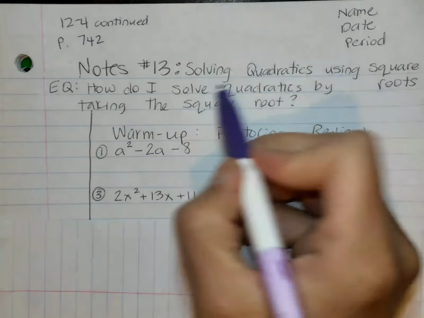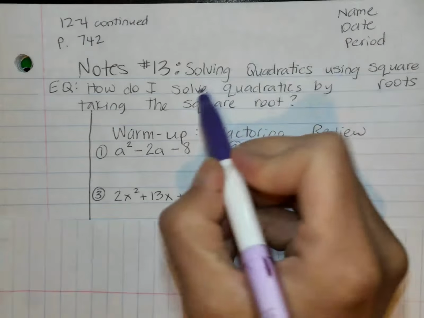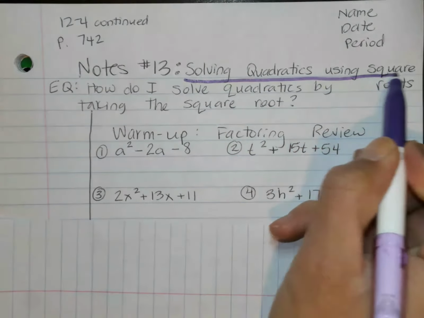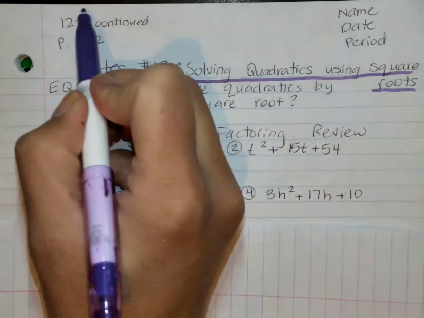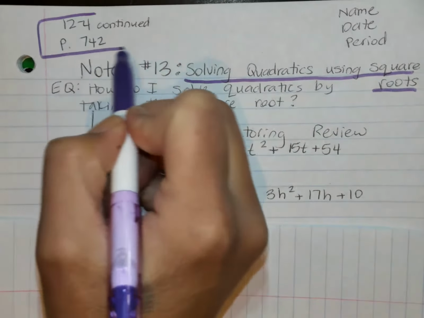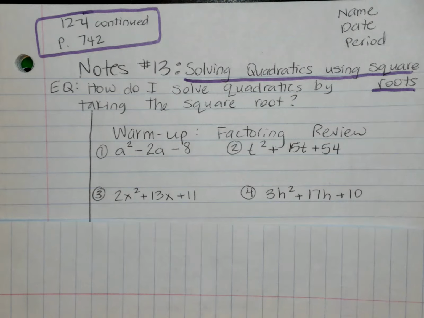These are notes number 13, your second set of notes for this week. Today you will be solving quadratics using square roots. It's 12-4 in your book, continued, because the first part was graphing, which we did the other day this week on the other notes, notes 12. So the essential question is, how do I solve quadratics by taking the square root?